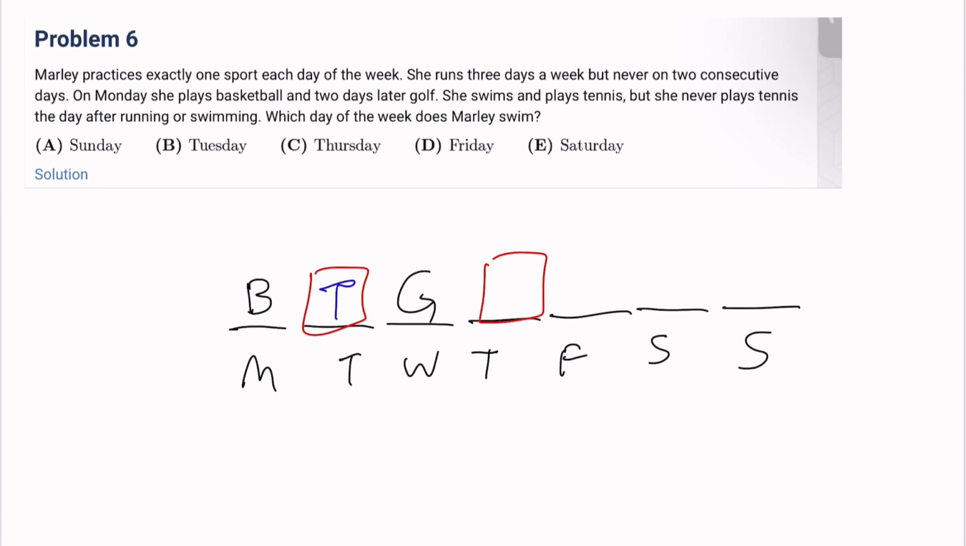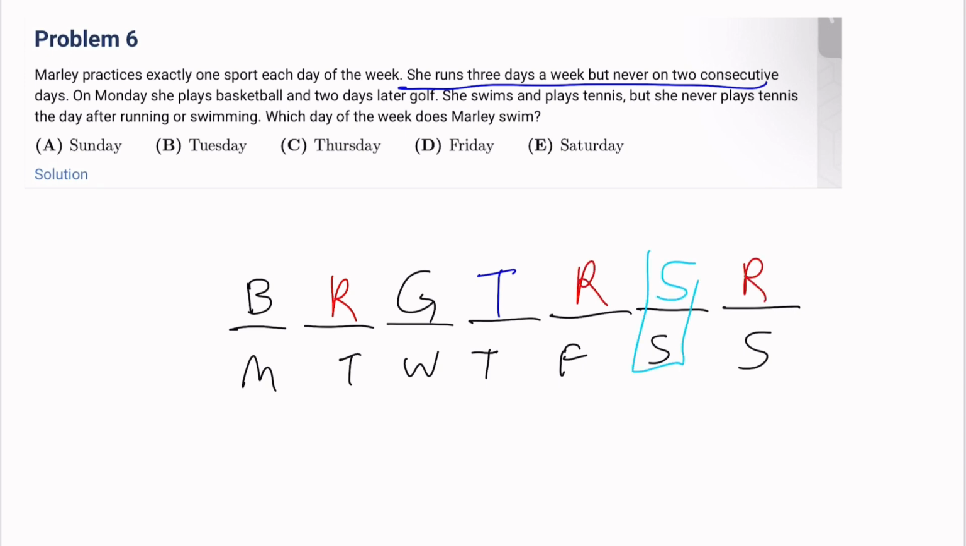And so if tennis goes like that, then she runs 3 days a week, but never on 2 consecutive days. But then 3 of these have to be filled with running, but then running can't meet the conditions. So that means Marley will play tennis after playing golf. So golf is after golf, so this is tennis, and she runs never on 2 consecutive days, so she would run here and then run here and run here, and so that would mean she swims on Saturday. So the answer is Saturday.